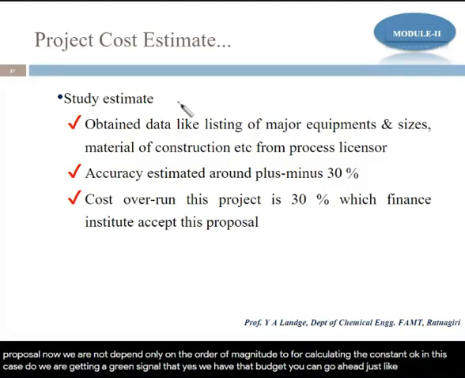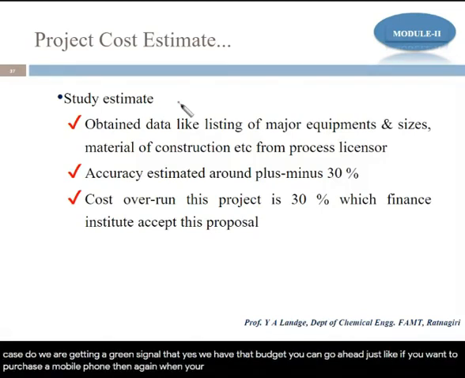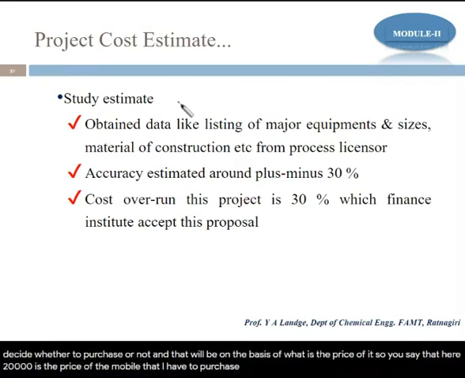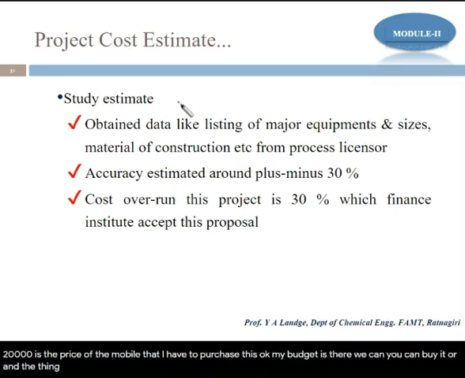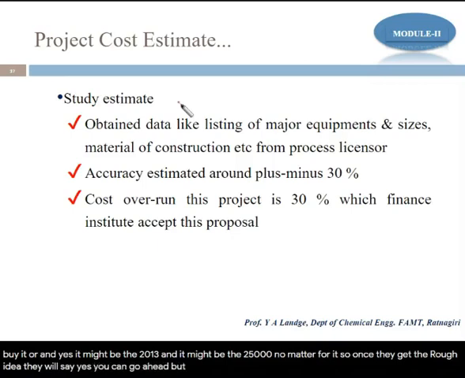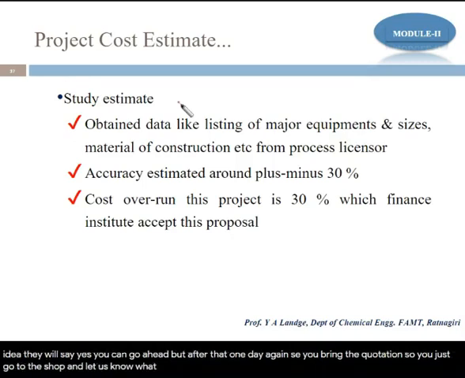Just like if you want to purchase a mobile phone, when you put up the idea in front of your parents, they will decide whether to purchase or not, and that will be on the basis of the price of it. So you say that yes, 20,000 is the price of the mobile that I have to purchase. Then they say okay, my budget is there, you can buy it, and they think yes, it might be 20,000 or it might be 25,000, no matter. So once they get the rough idea, they will say yes, you can go ahead. But after that, they again say you bring the quotations or go to the shop and let us know what exactly the price of that mobile is. So that is the study estimate. You are studying it.